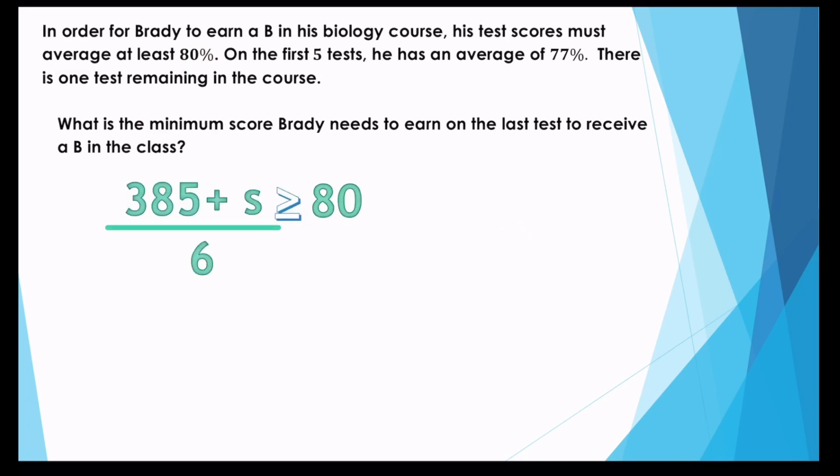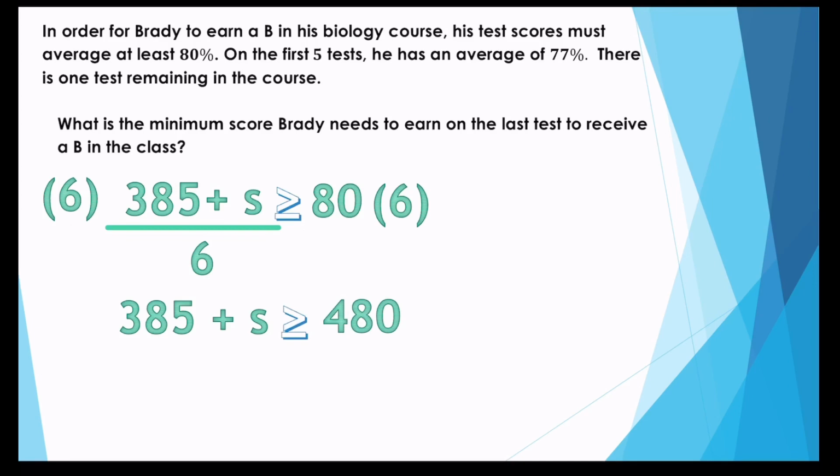So now I'm at the point, all I have to do is solve. I would isolate by multiplying both sides by 6. Okay, and that would give me 480. Then I subtract 385 to get 95.